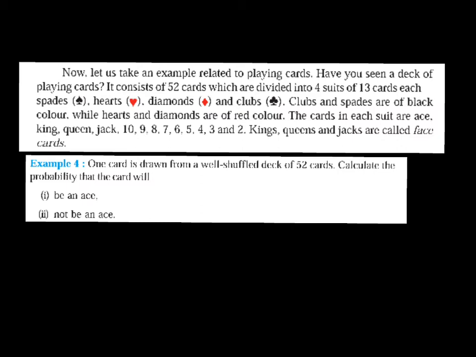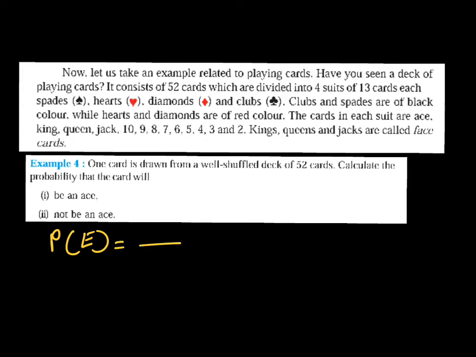One card is drawn from a well-shuffled deck of 52 cards. Calculate the probability that the card will be an ace and the card that will not be an ace. Try it out. So let's come to the probability of drawing an ace card. So the probability of ace, let us represent that with an event E. This is what we are looking for.